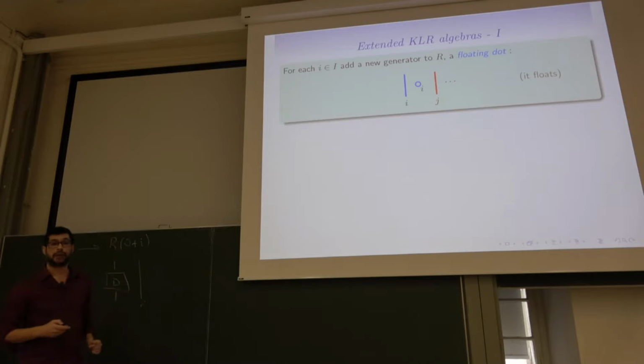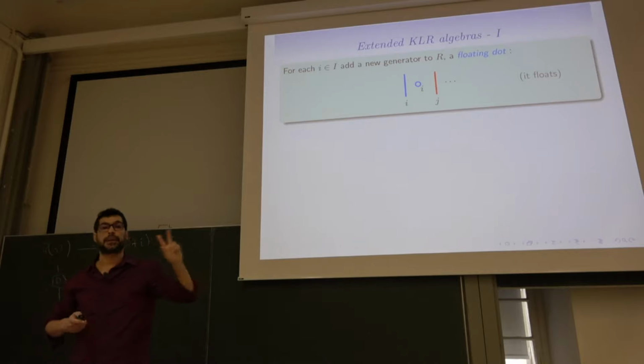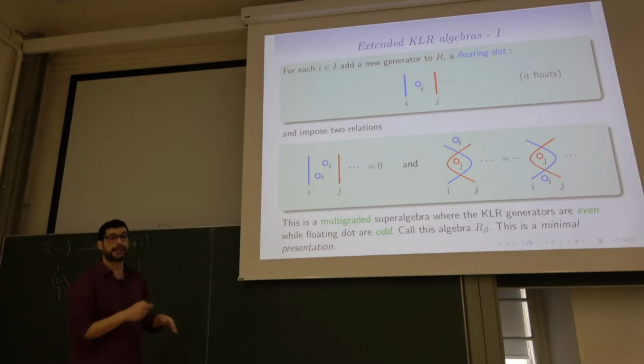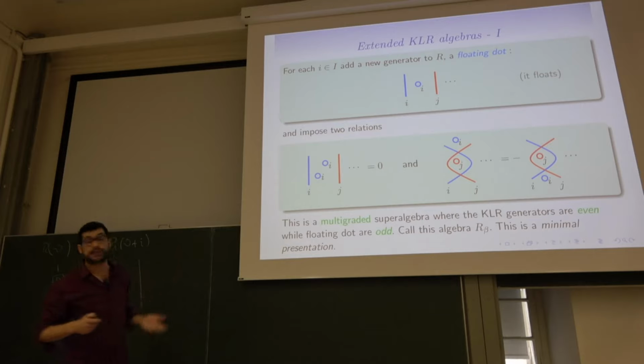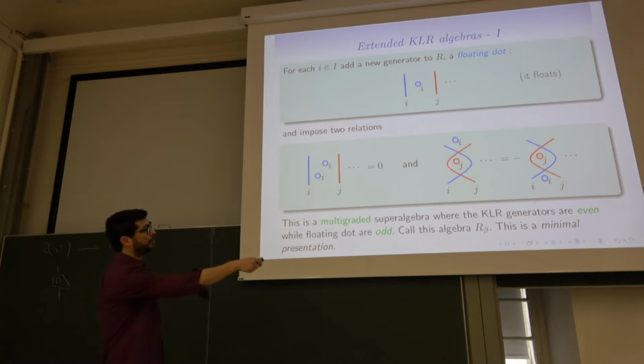Okay, so this guy floats, and generators and relations. We have to say which relations this guy satisfies, and he only satisfies two relations. It's important. You have two floating dots in the same region, you get 0. So it's an exterior algebra. It's odd. And it satisfies this relation. Whenever you have a Reidemeister 2 with mixed or non-mixed strands and two floating dots, you can move one of the floating dot to the other side with a sign. So this is enough.